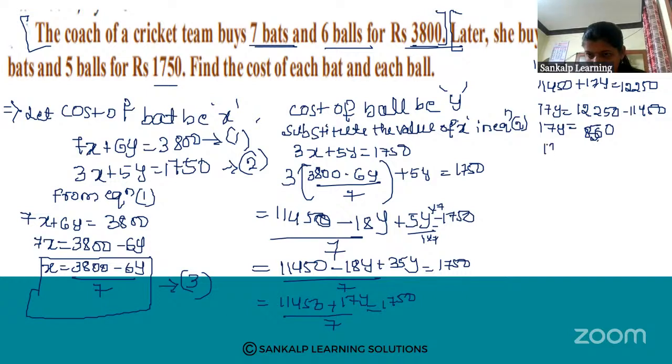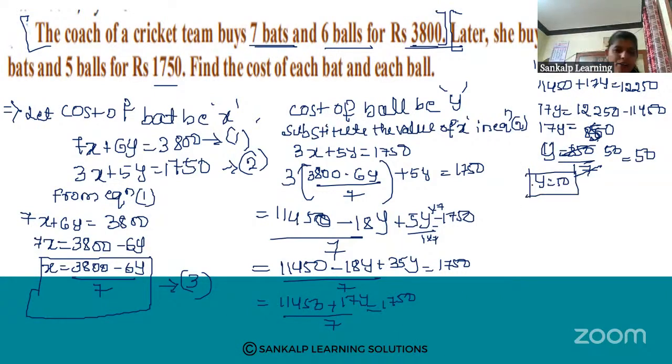17y is equal to 850. So y is equal to 850 divided by 17. 17 ones are 17, 17 fives are 85, that is 850. Therefore, the y value is 50 here. y is equal to 50.